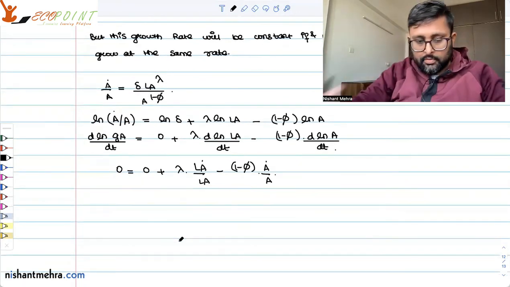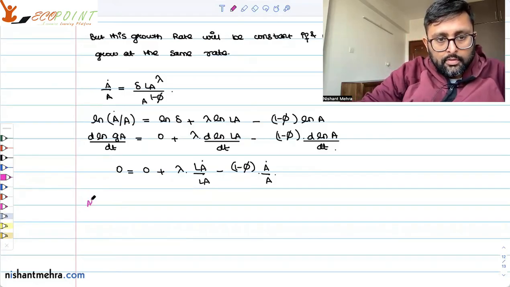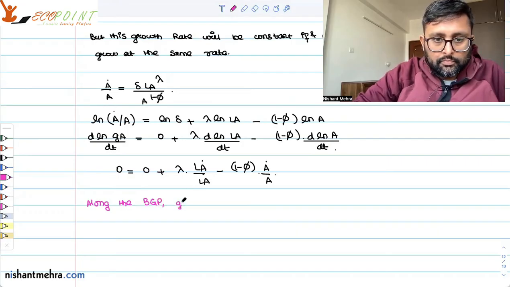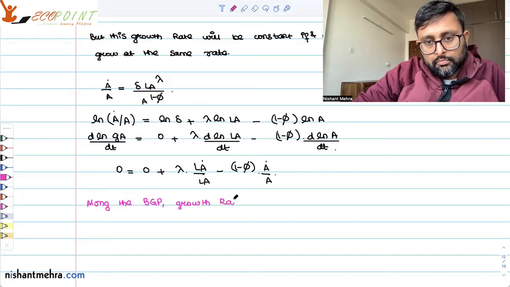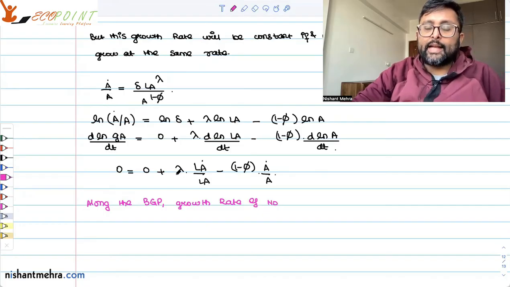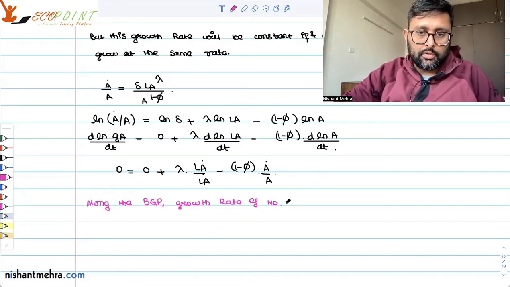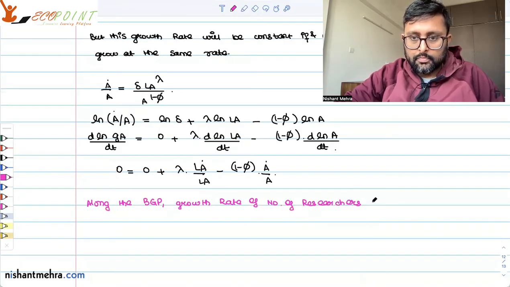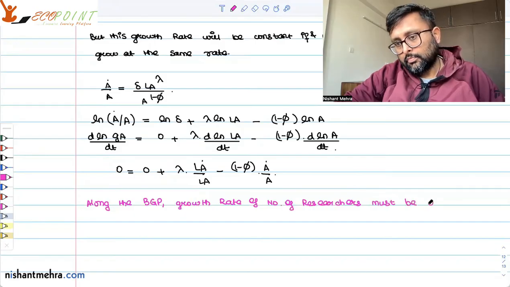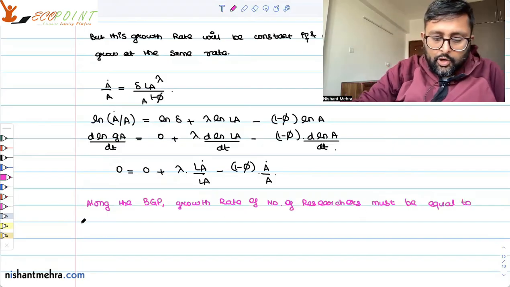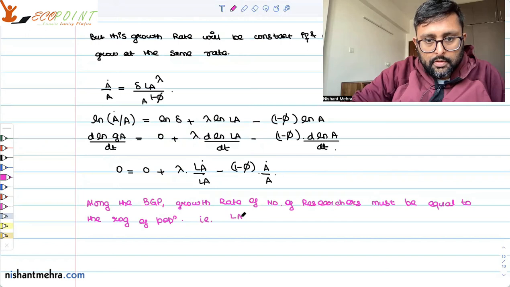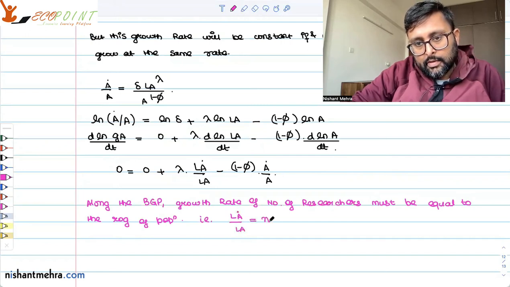S_R is the share of the labor force engaged in research. That is not the growth rate. So write one line: along the balanced growth path, the growth rate of the number of researchers, what L_A dot by L_A is telling you, must be equal to the rate of growth of population. That is, L_A dot by L_A is equal to n.